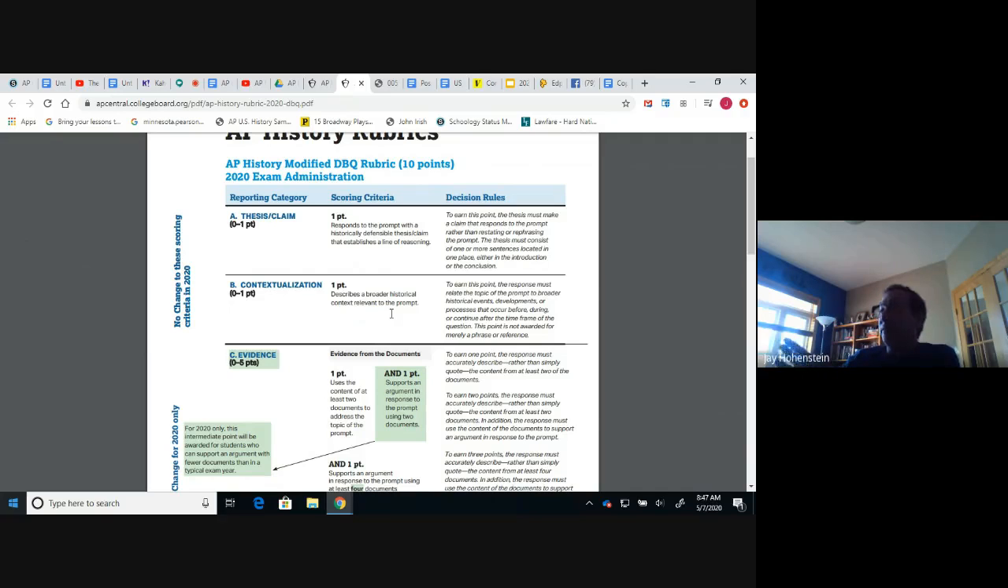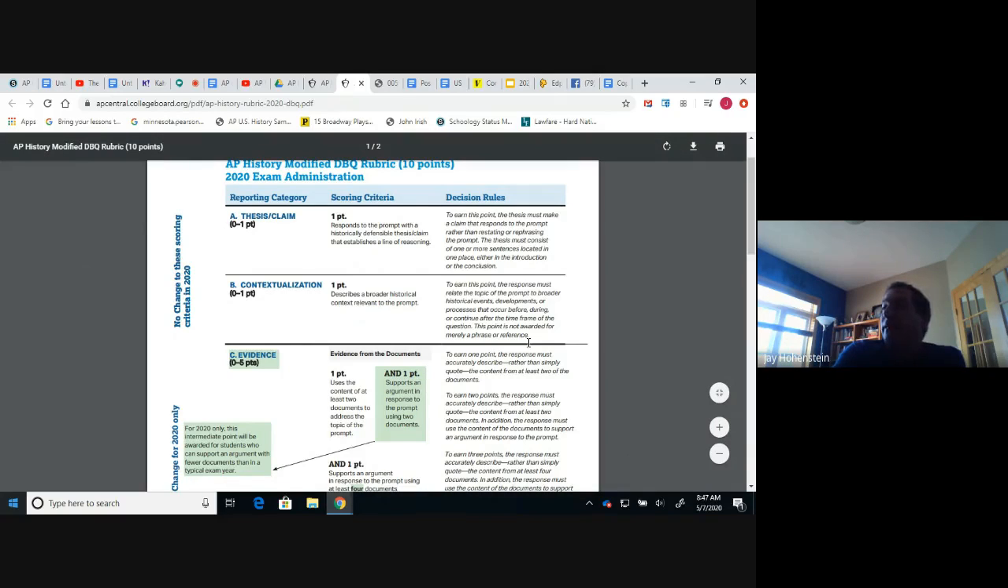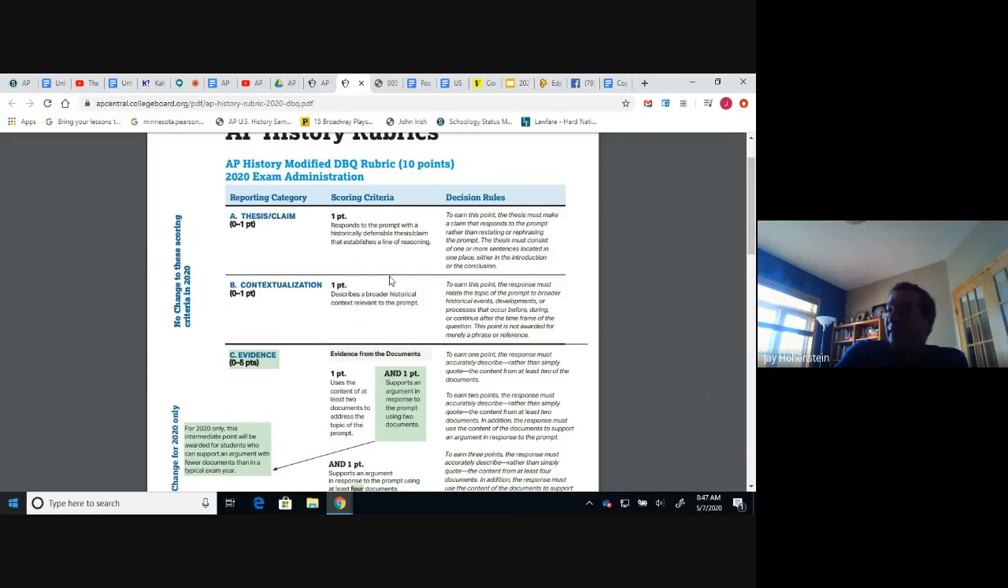If you're finding yourself short on time, the points that I find to be non-negotiable because they're so easy to get, thesis and contextualization, should be done at the very beginning of your essay. And my hope is that as a grader, I'm able to check those 2 points to get you a 2 before you're too deep into your essay.